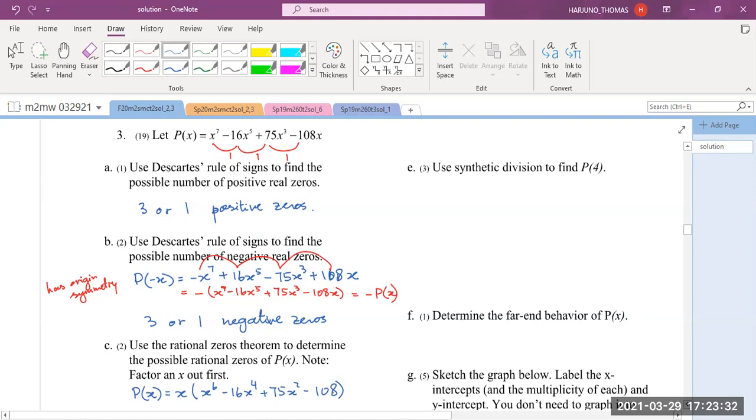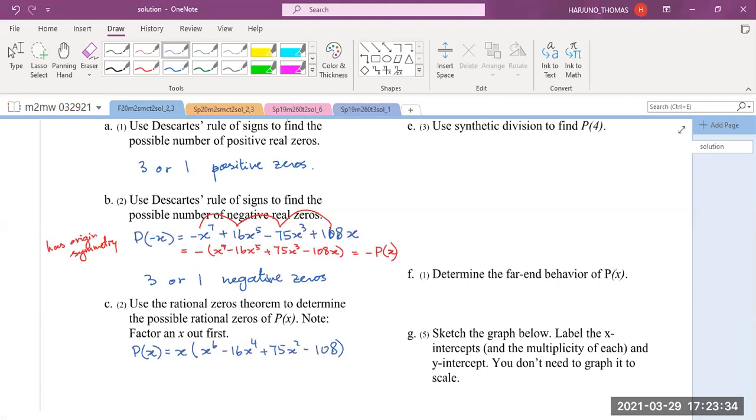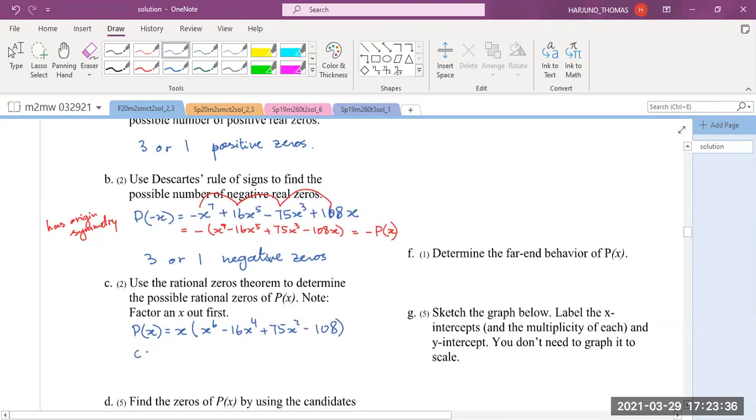Okay, now from there, what's the rational zero theorem? 0 will be a zero, of course, because we factor that x out. But besides that, you will have plus minus the factor of 108 over the factor of the leading coefficient, which is only 1.